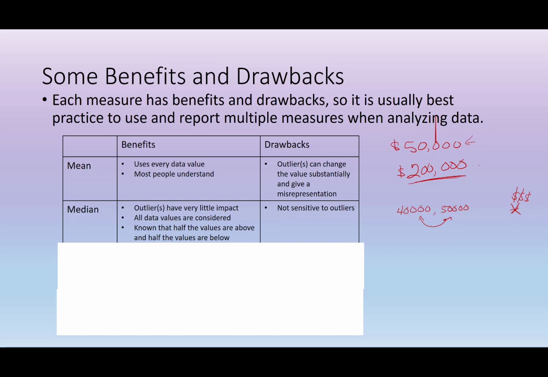Okay, all data values are still considered when we're doing the median, because we still have to arrange them in order. And then another benefit is we know that half of the values lie above the median and half of the values lie below the median.